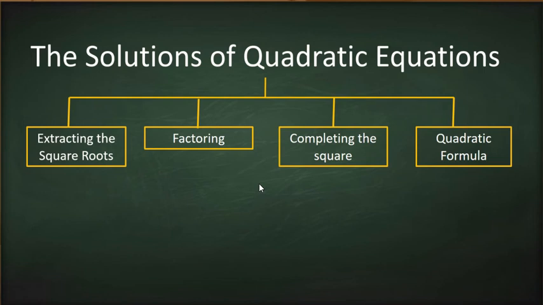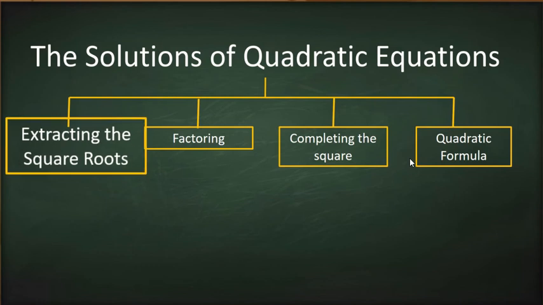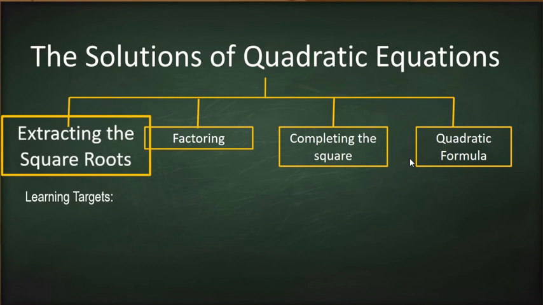In our previous video lesson, we discussed that the x-coordinates of the x-intercepts of the parabola are the solutions of quadratic equations. Now, there are four algebraic methods that can be used to find the solutions of quadratic equations, and these are as follows: extracting the square roots, factoring, completing the square, and using the quadratic formula. Let's start with the extracting the square roots method with the following learning targets.